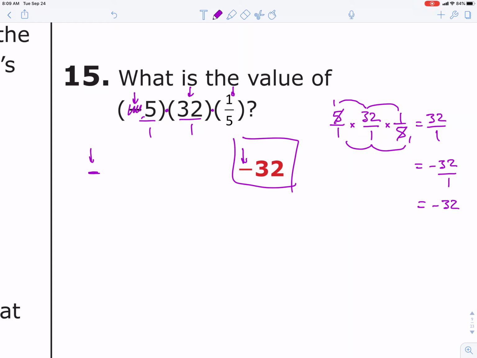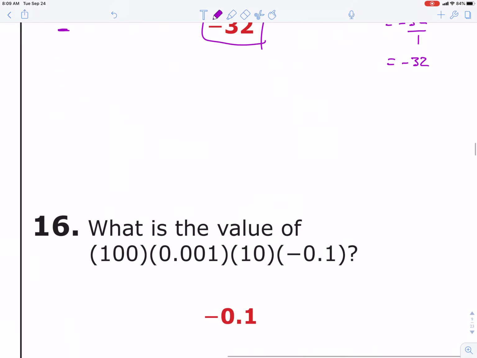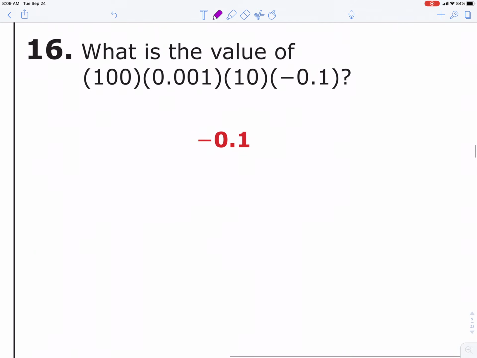A lot simpler when you break them down and start doing things like that, turning everything into fractions. You start to recognize, ooh, I can reduce some stuff here. Okay? One last problem. This one probably stumped a lot of you.